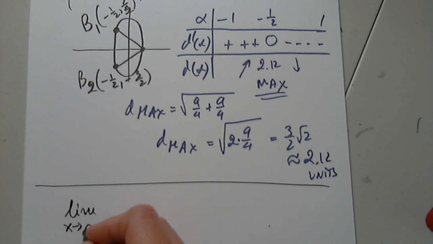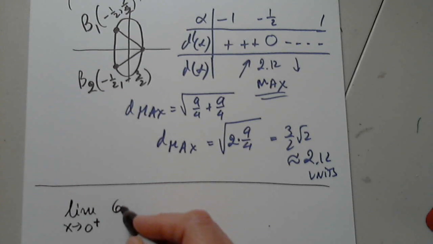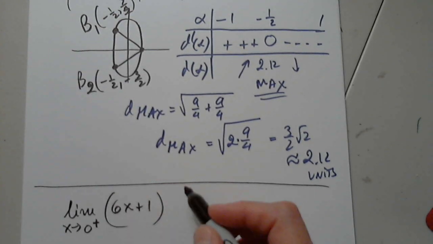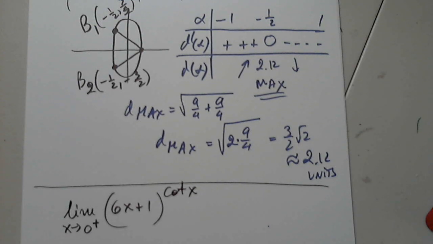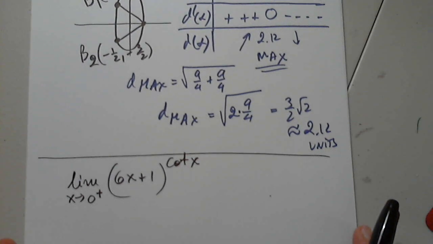To find the limit as x approaches 0 from the right of 6x plus 1 to the power of cotangent x. Excellent. Brilliant. When we're asked to find a limit, what is the first thing, most of the time?